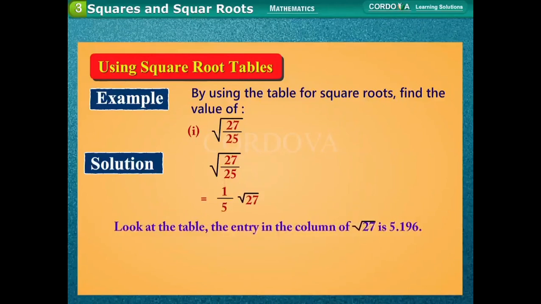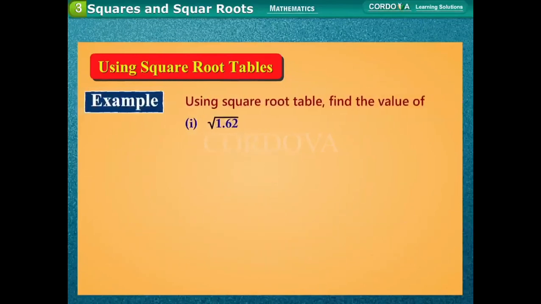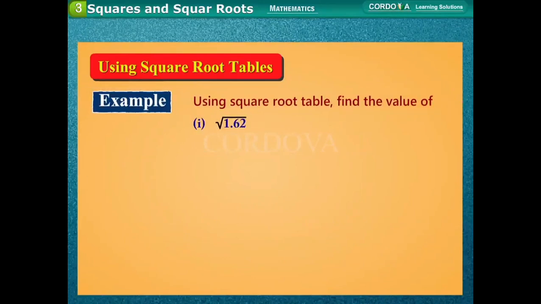Solution. Square root of 27.25 is equal to 1 upon 5 square root of 27. Look at the table. The entry in the column of square root of 27 is 5.196. Therefore, square root of 27.25 is equal to 1 upon 5 square root of 27, which is equal to 1 upon 5 into 5.196, which is equal to 1.0392.